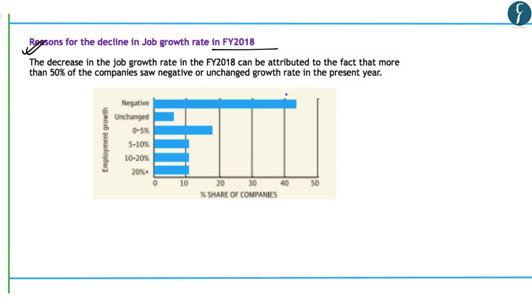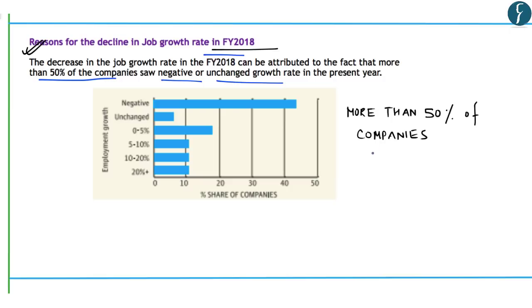It says that the decrease in job growth rate in the financial year 2018 can be attributed to the fact that more than 50% of the companies either saw negative growth or an unchanged growth. So effectively it says that more than 50% of the companies did not see a positive growth. As you can see, the maximum percentage is with respect to negative growth, and some of them are also with respect to an unchanged growth, whereas there were few companies which registered a growth rate of 0 to 5%.